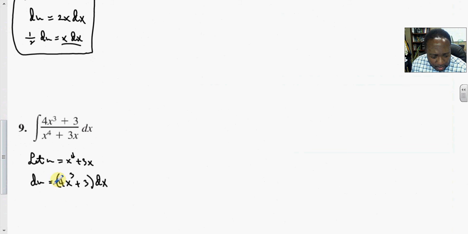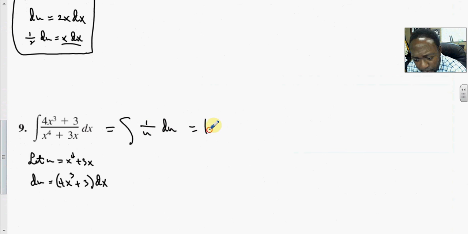So du picks up the numerator precisely. This is the integral of 1 over u du, which is the natural log of the absolute value of u plus c. And u is x to the fourth plus 3x.